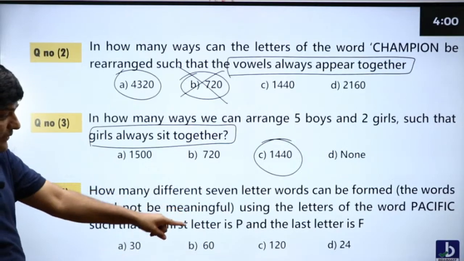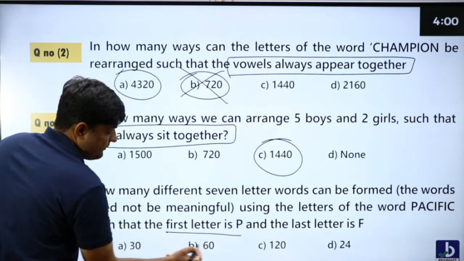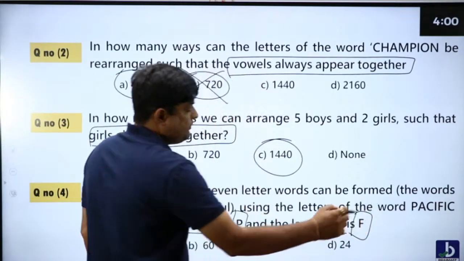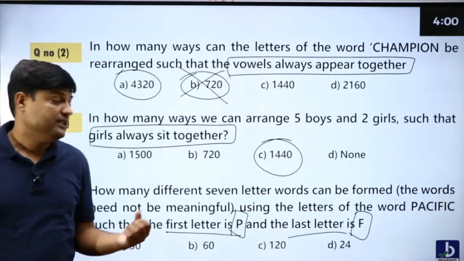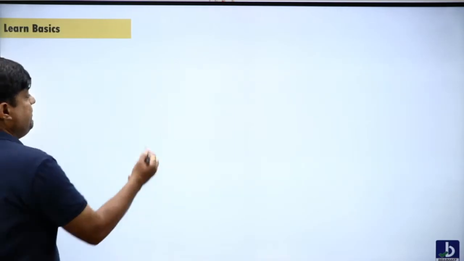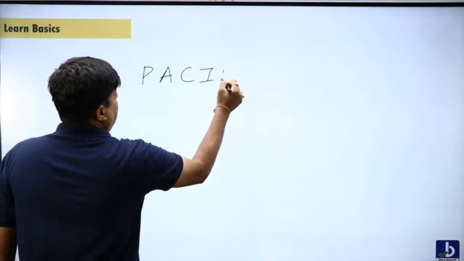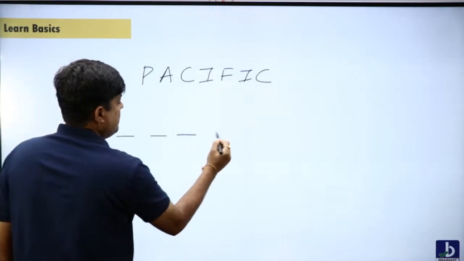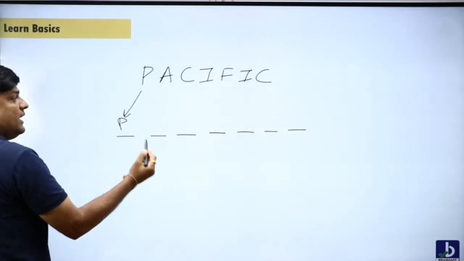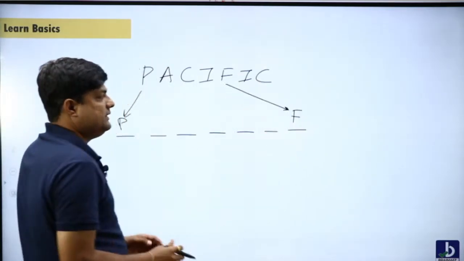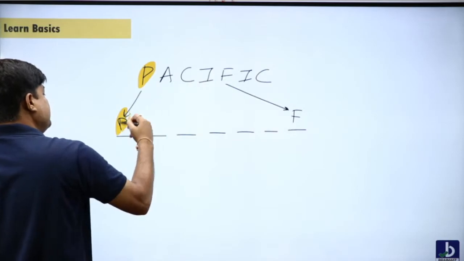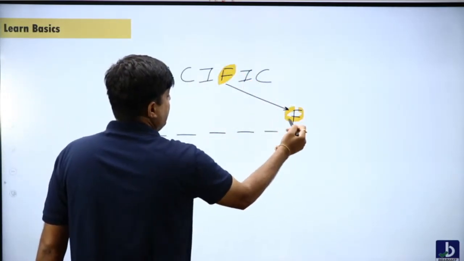In the word PACIFIC, he told you the first letter should be P and the last letter should be F. It starts with P and ends with F. So this P should be here and this F should be here. These two are fixed, there is no change over there. P is sitting in its place and F is sitting in its place. Are you understanding, everybody?